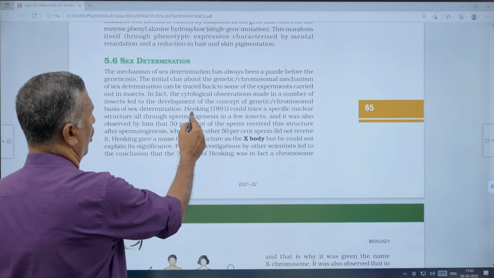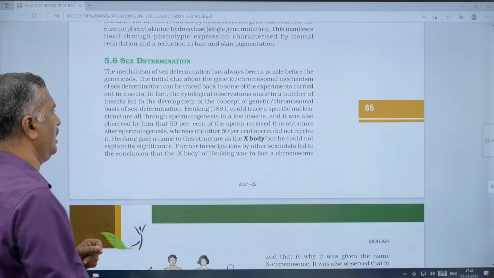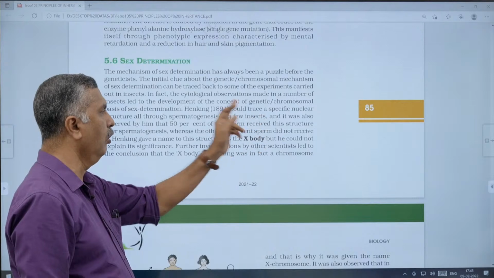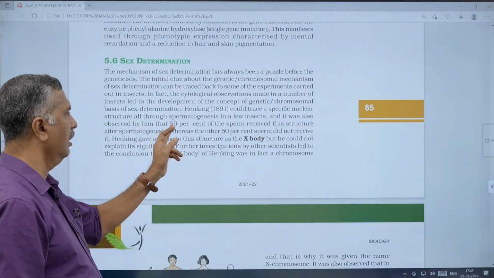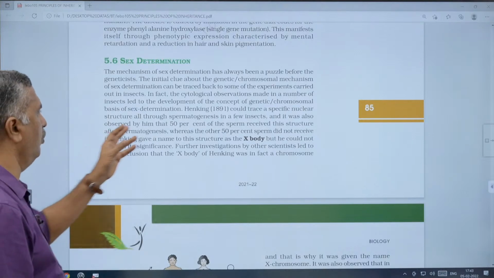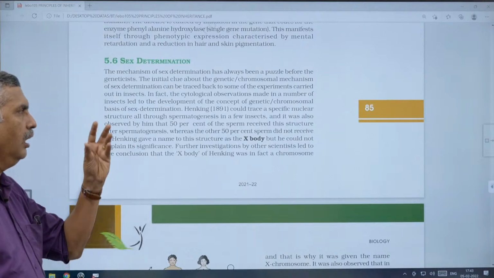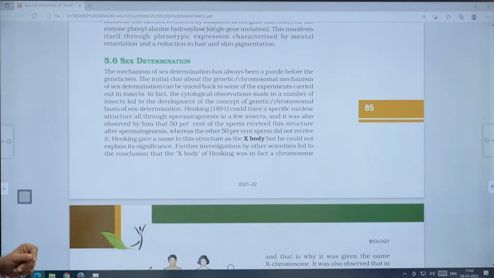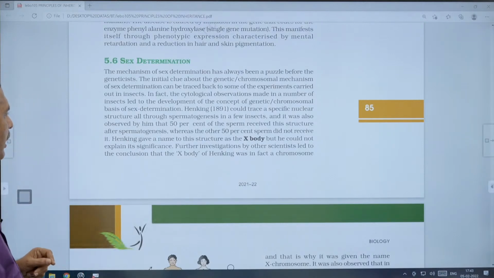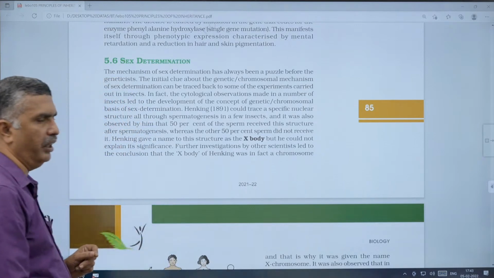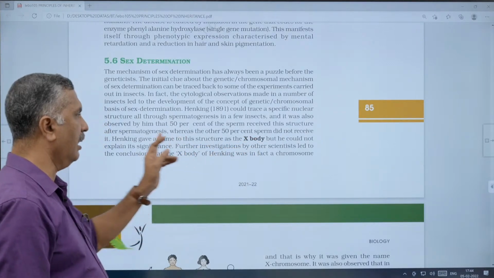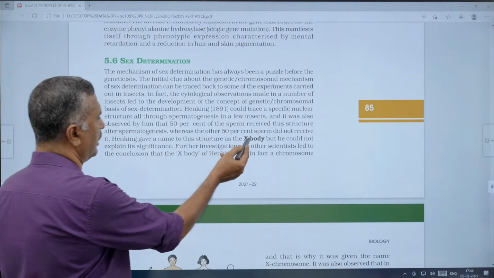Henking, a scientist, in 1891 traced a specific nuclear structure through spermatogenesis, the formation of male gametes, the sperms, in a few insects. He observed that 50% of the sperms received this specific nuclear structure, whereas the other 50% of the sperms did not receive this special nuclear substance. Henking gave the name X body to this structure. But he could not explain what the X body was and its significance.